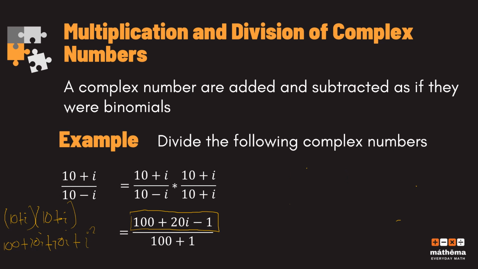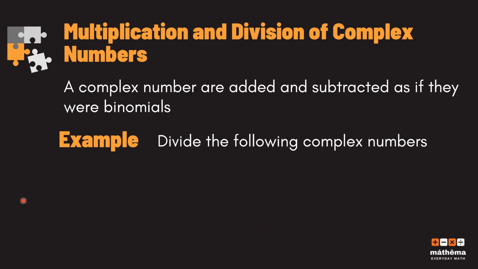Now we are going to simplify. So we have 100 minus 1 is 99, and then 20i. 100 plus 1 is 101. Express this one in standard form, we will have 99 over 101 plus 20 over 101i. And this will be our final answer.